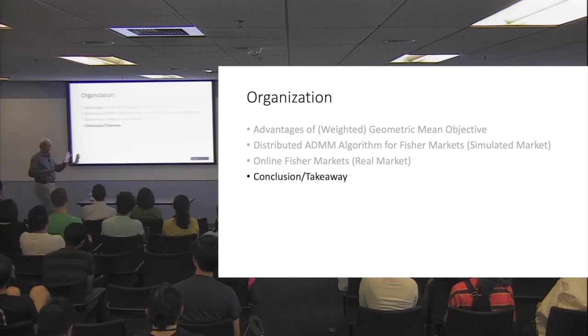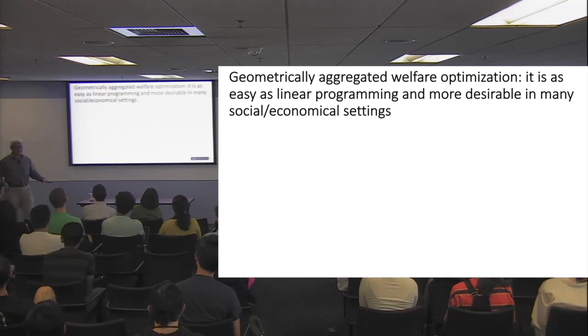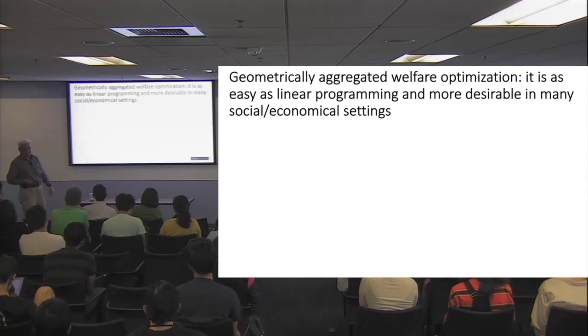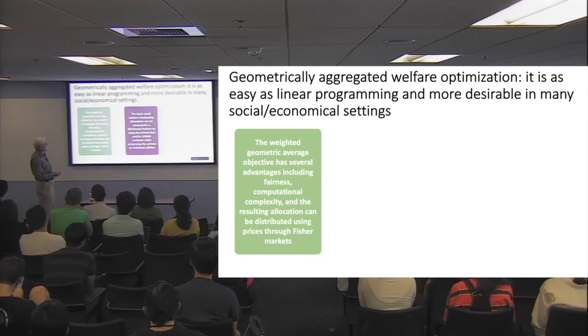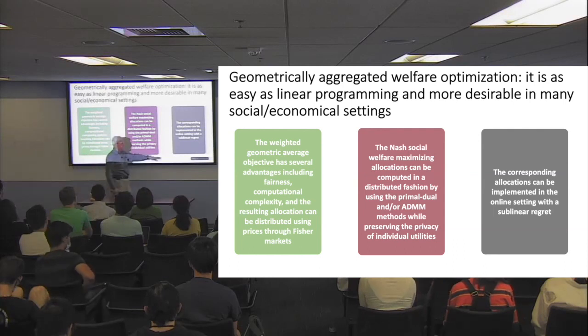Okay, so again, the takeaway: geometrically aggregated welfare optimization is as easy as a linear program or linear aggregation, and more desirable in many social economic settings. That's the main message. Don't be afraid that because it's non-linear it must not have nice properties like an LP. It looks like everything you can prove for LP, offline or online, you can prove for this, including fairness, complexity, and also Fisher market. Market equilibrium can be computed in a distributed fashion and also implemented in the real setting. A classical allocation can be implemented online as well.